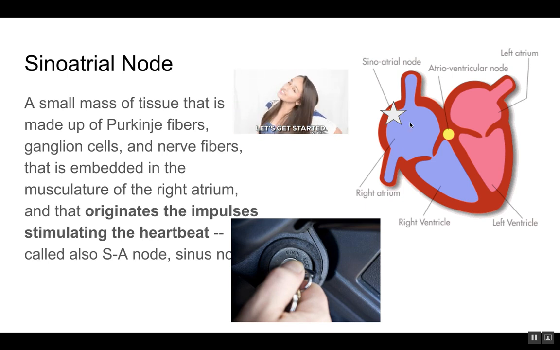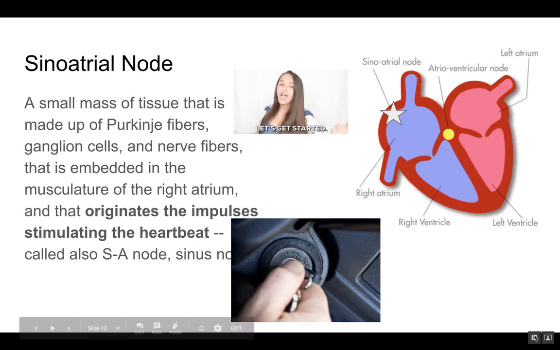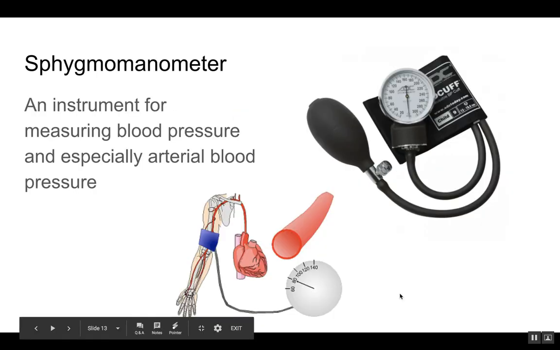So if this was your heart, this would be on the right side here, and if we focus right here, this is what initiates or originates the impulse that starts your heartbeat. So this is pretty much like the ignition. It's the part that gets your heart to start beating. Next vocab word is a mouthful.